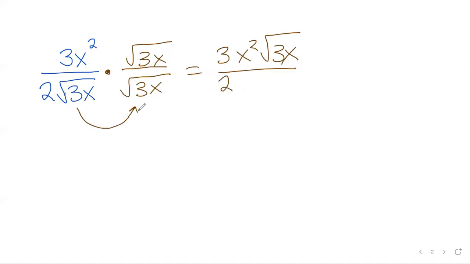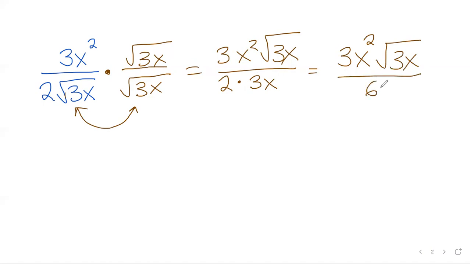Root 3x times root 3x is just 3x. Okay, that's what I meant to say. And so our final result would be 3x squared root 3x over 6x, except it's not actually our final result because this fraction can be simplified.